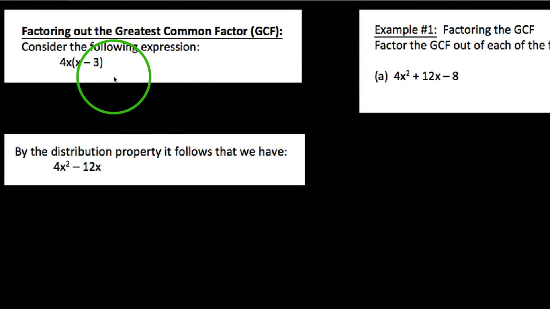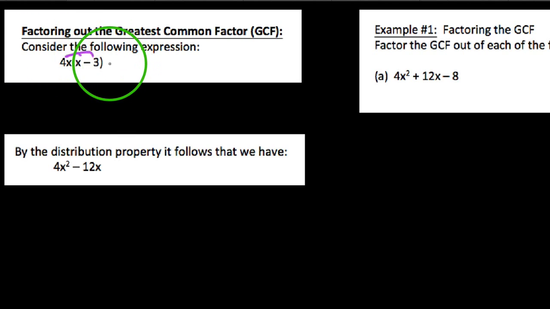Okay, YouTube, this is my first video in a small unit that I'm doing on factoring, in which we're going to focus on factoring out the greatest common factor from an algebraic expression. So what I'd like to do is actually start by considering the following expression where we have 4x times x minus 3 and talk about how we would interpret something like this.